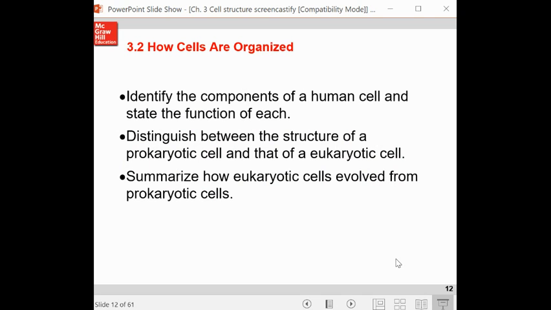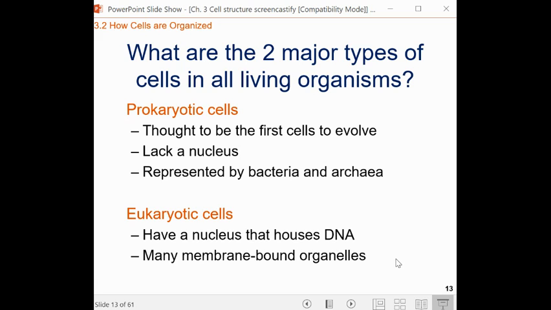So now let's start talking about how we have these cells organized. We're going to try to identify the components of the human cells and the functions of each of those components, distinguish between the structure of a prokaryotic and a eukaryotic cell, and then summarize how eukaryotic cells evolved from prokaryotic cells. So first, I want you to think about prokaryotic versus eukaryotic cells.